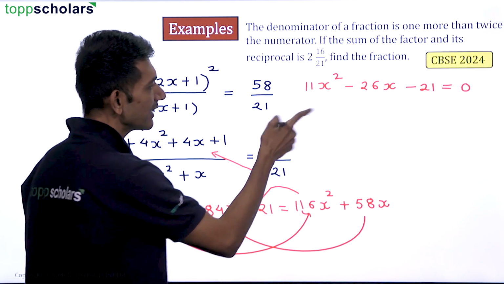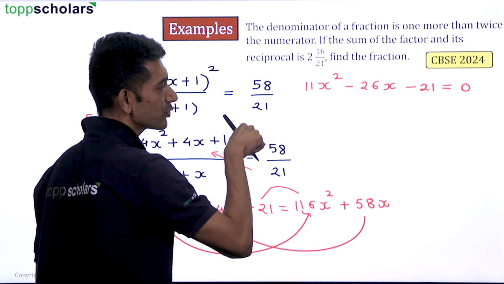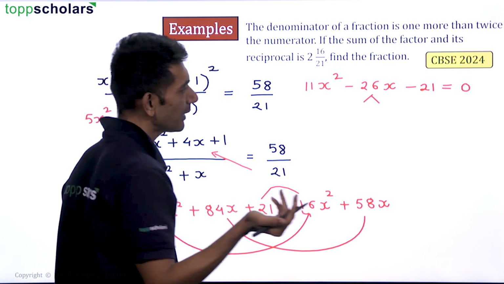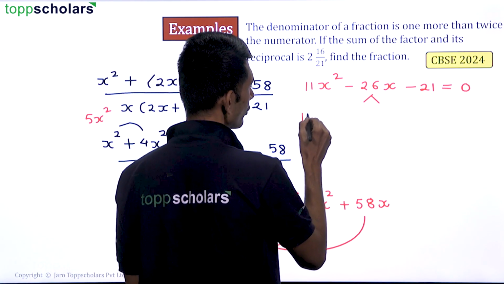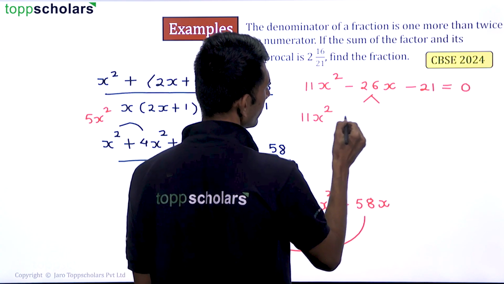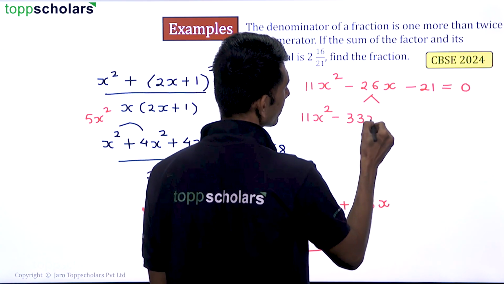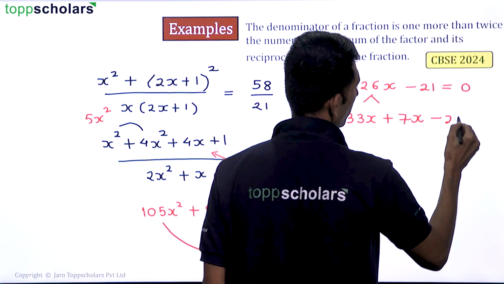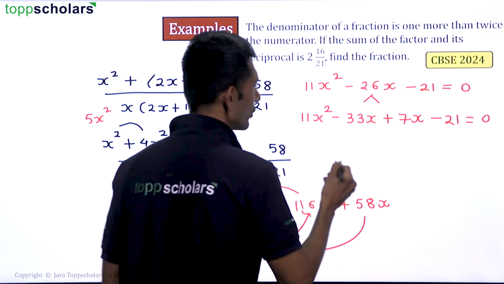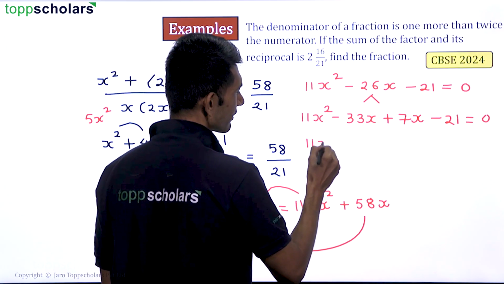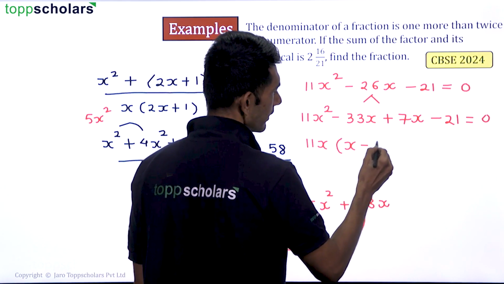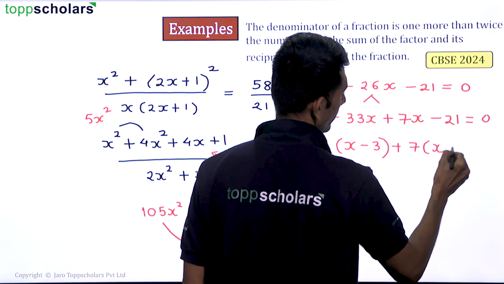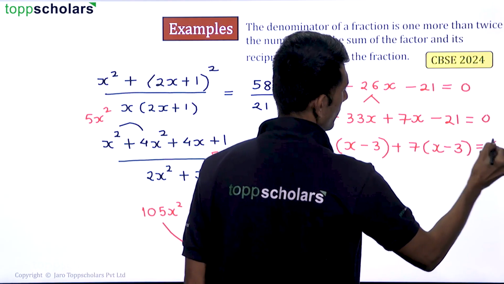This is the quadratic equation 11x² − 26x − 21. You can split the middle term now. That is −33 + 7. So 11x² − 33x + 7x − 21 is equal to 0. So you get 11x(x − 3) + 7(x − 3) is equal to 0.